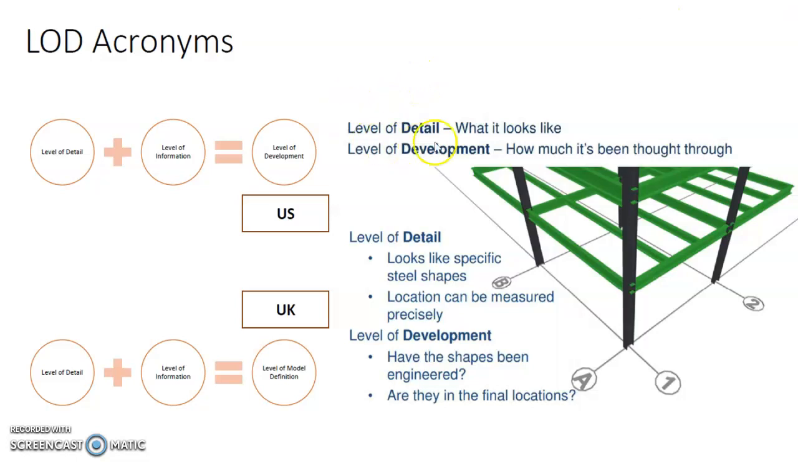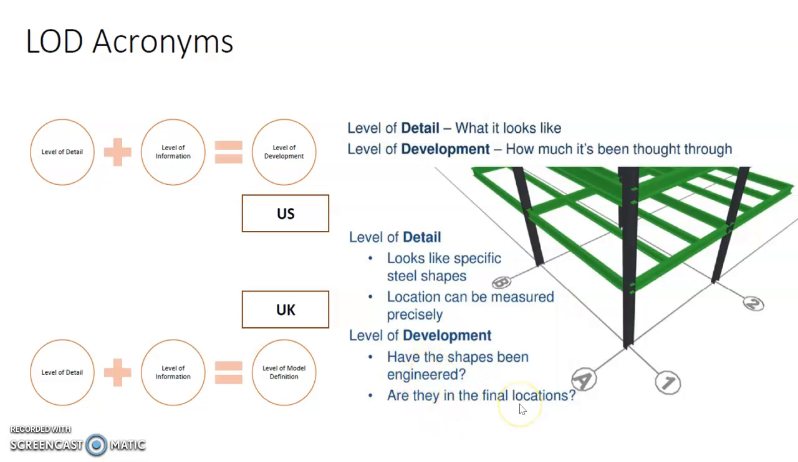When we talk about, for example, level of detail, basically what we are talking about is that we want to know what it looks like. So level of detail basically looks at the specific steel shapes, to ensure that the location can be measured precisely. But if we are talking about level of development, we are basically asking ourselves how much has the model been thought through, meaning, have the shapes been properly engineered and designed, and are they in their final location.